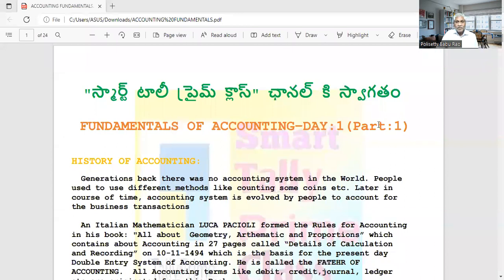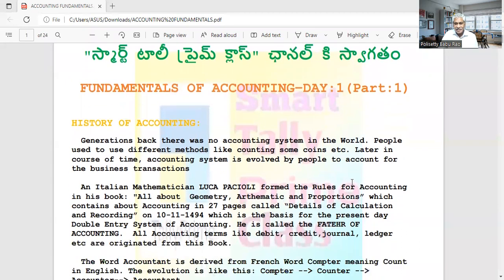Now, first of all, I will tell you the accounting. In olden days, that is ages back, there was no accounting system. They used to do the barter system, giving some articles, taking goods and taking some other articles like that. In the passage of time, with the development of civilization, they developed some systems like counting. Later, due to more development in civilization, an accounting system became necessary. It has become a necessity to record the transactions.